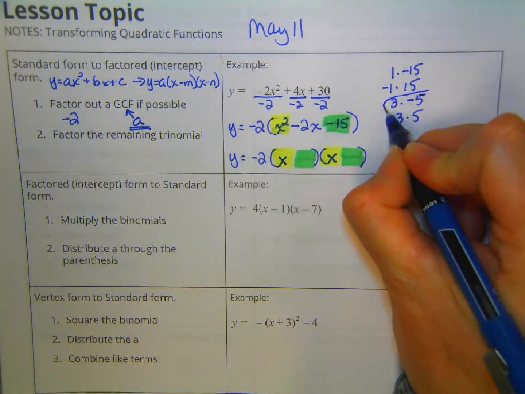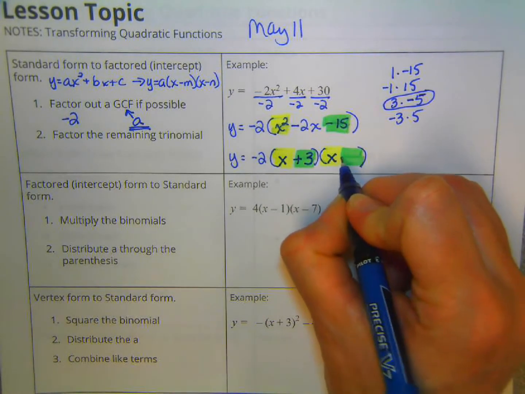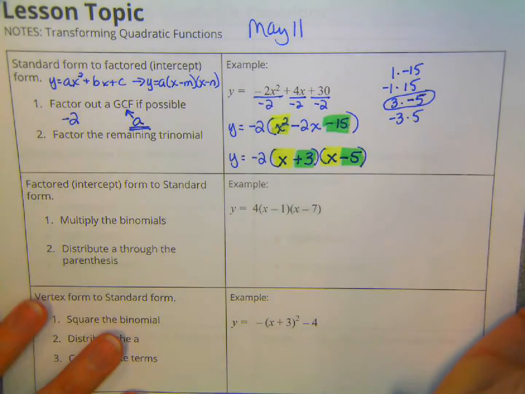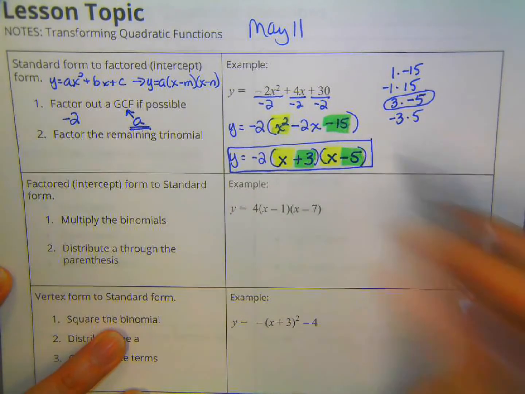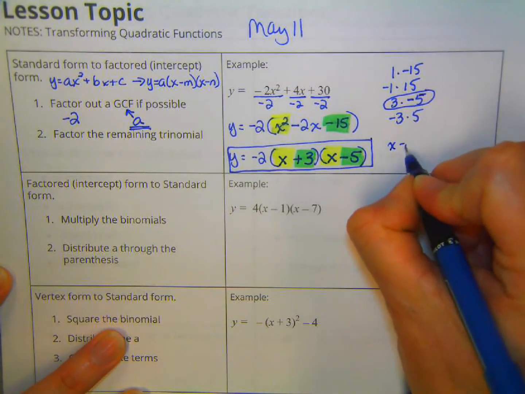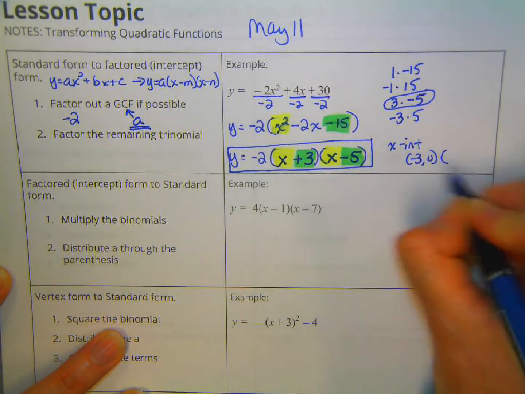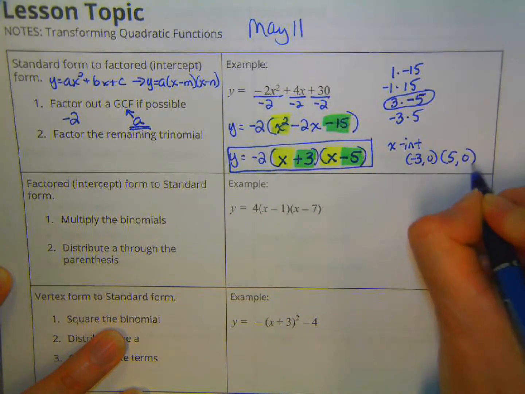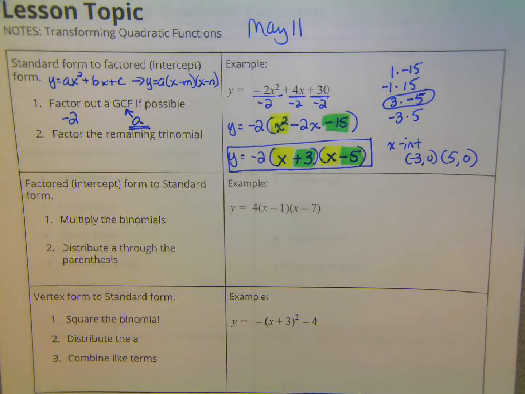I believe it's this one right here. That means that this is going to be our final answer. So that is intercept form. So the x-intercepts would be (-3, 0) and (5, 0). But that's all you had to do. I didn't ask you for that piece.